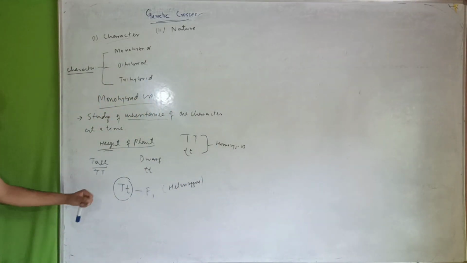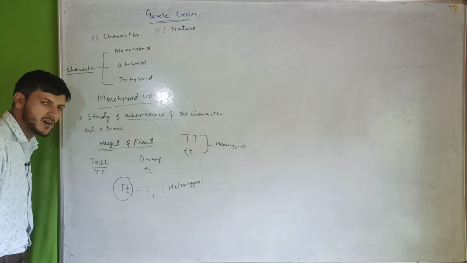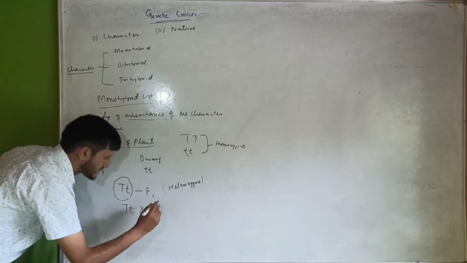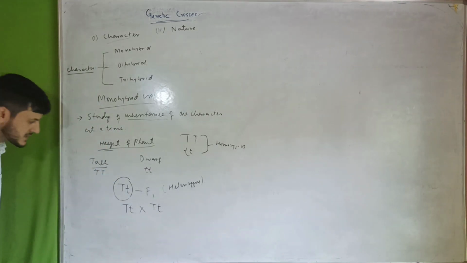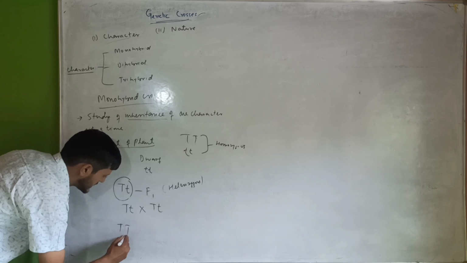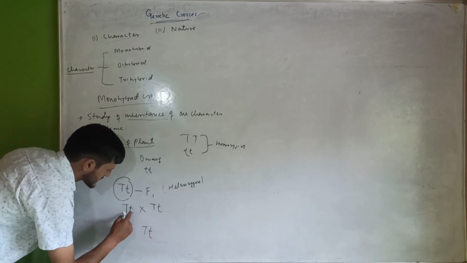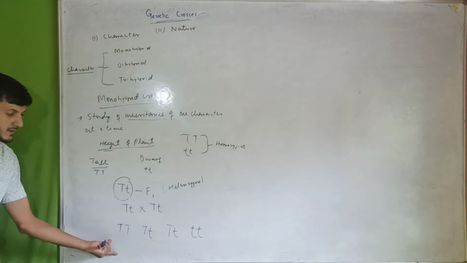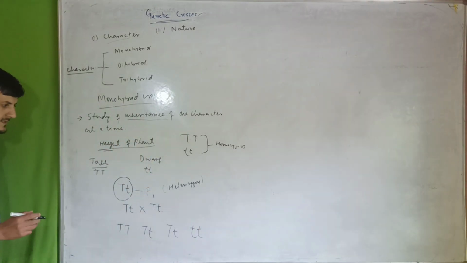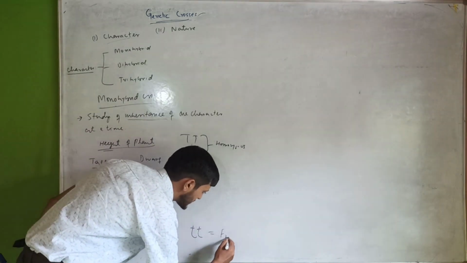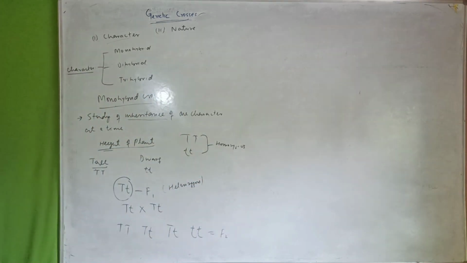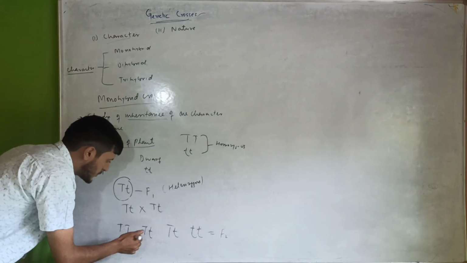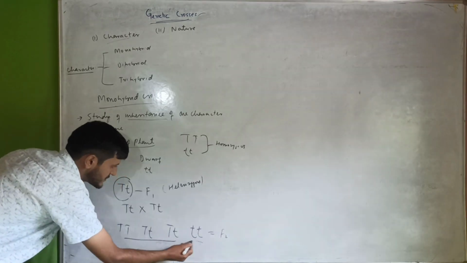Now, proceed with the cross. These F1 individuals are self-crossed, means capital T small t is crossed with capital T small t. What do we get? F2 generation: capital T capital T, capital T small t, capital T small t, and small t small t. We get 4 individuals. This is the F2 generation. Out of these 4 offspring, 3 are tall, 1 is dwarf.